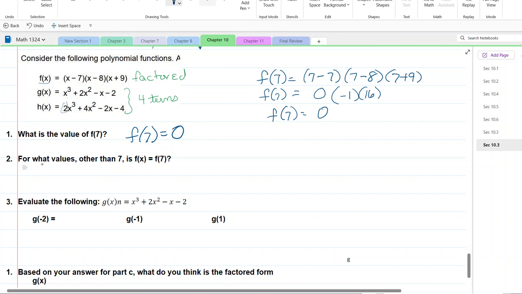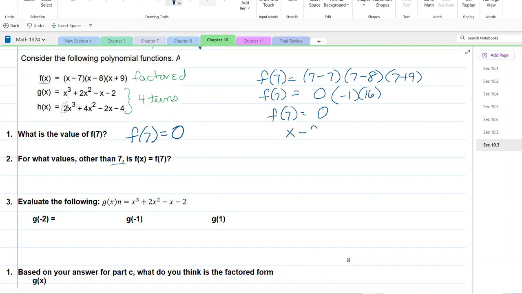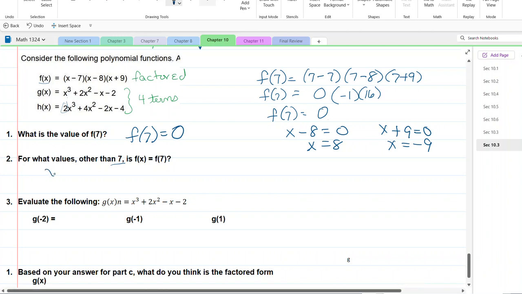Now it says, for what values other than 7 is f of x equal to f of 7? So we're saying what else is equal to 0. So we already know then that we set the factor equal to 0 and solve for x. So this is x equals 8 and x equals -9. So for this, x can equal 8 or -9, and it equals f of 7. They're going to get 0.